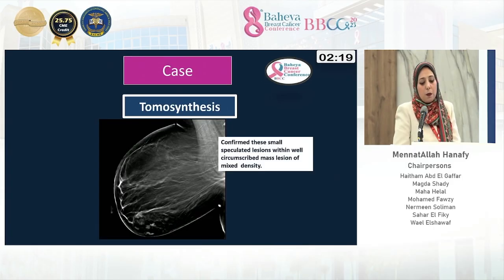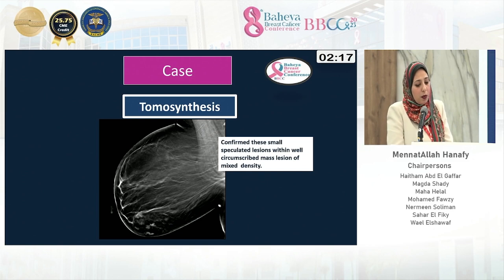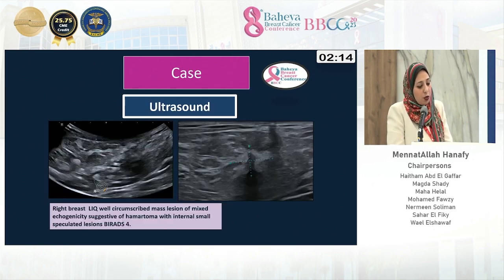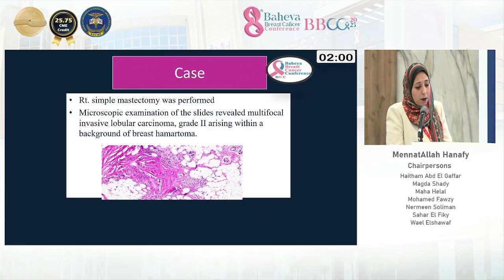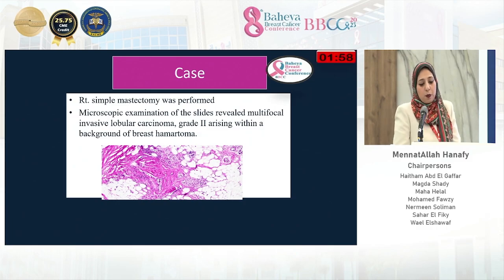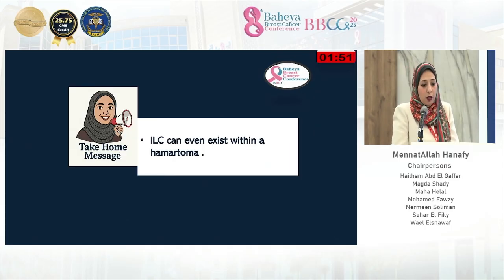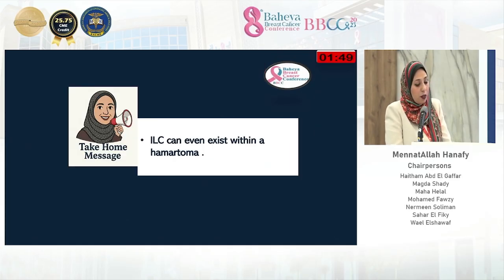Tomosynthesis confirmed these spiculated lesions within well-circumscribed mass lesion, and the ultrasound showed right breast lower inner quadrant well-circumscribed mass lesion of mixed echogenicity suggestive of hamartoma with internal spiculated lesion. Biopsy was taken, and it was invasive lobular carcinoma grade 2 classic variant. Right simple mastectomy was performed, revealing multifocal invasive lobular carcinoma grade 2 arising within the background of breast hamartoma. So our take-home message in this case, invasive lobular carcinoma can even coexist within a hamartoma.